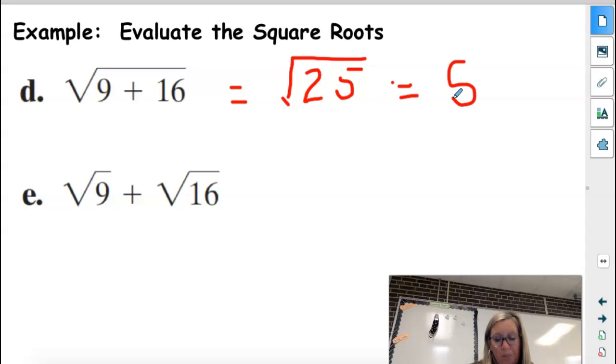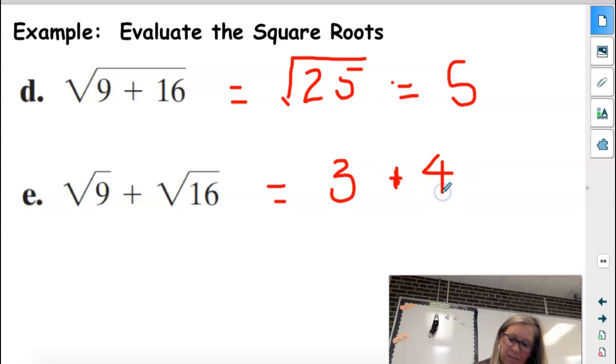All right, example D, the square root of 9 plus the square root of 16. You want to do those separately. So the square root of 9 is 3. And then the square root of 16 is 4. And then you just add those two numbers together. So 3 plus 4 is 7.